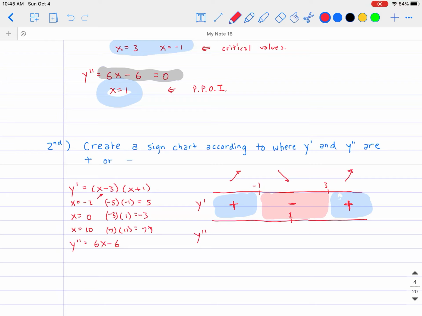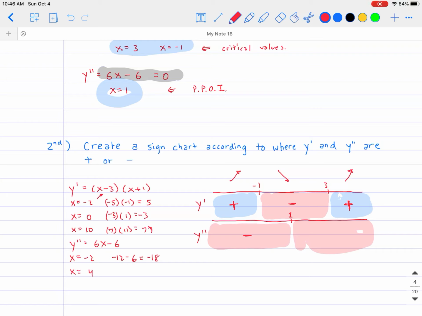Okay, but now I want to define it a little bit more by looking at the concavity. So that means that I need to now take my second equation and break it into intervals just like I did in the first case. So my first interval is going to be from -infinity all the way to 1, okay? And then afterwards from 1 all the way to +infinity, plugging it into the second equation, the y double prime. Over there, if I plug in, say, x is equal to -2, then I'm going to get -12 minus 6, which is equal to -18. So that means that the second derivative is going to be negative there.